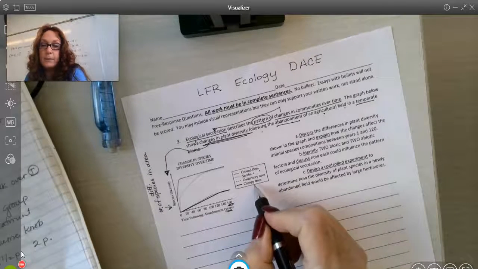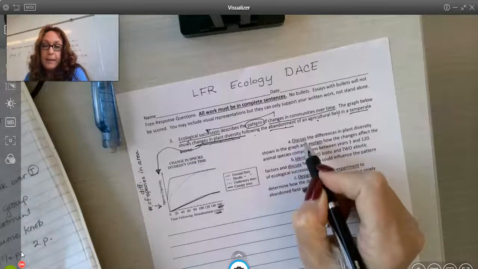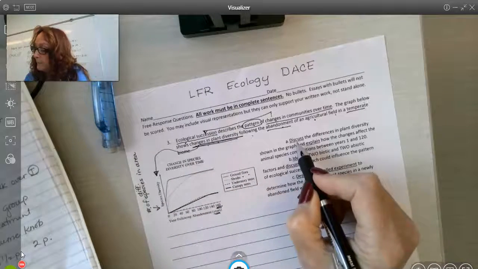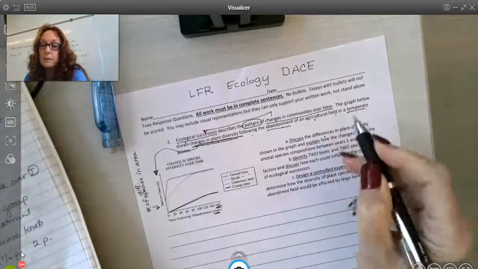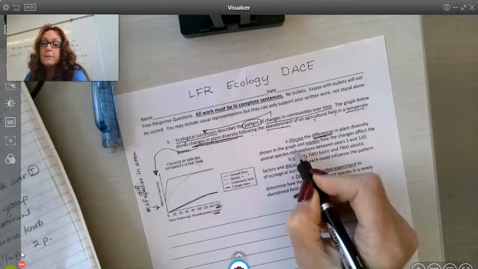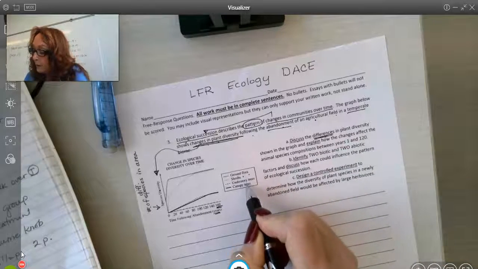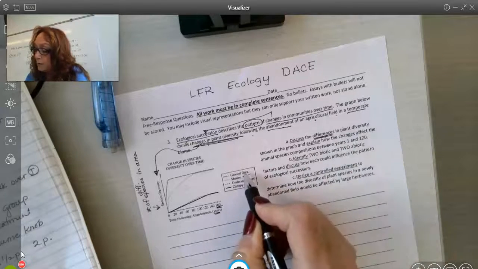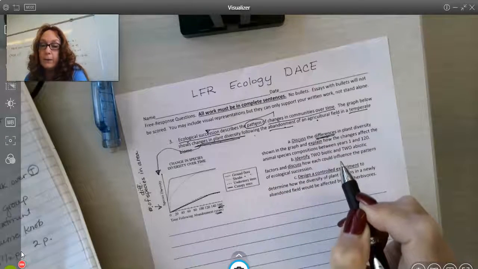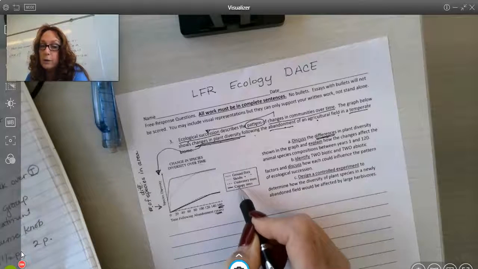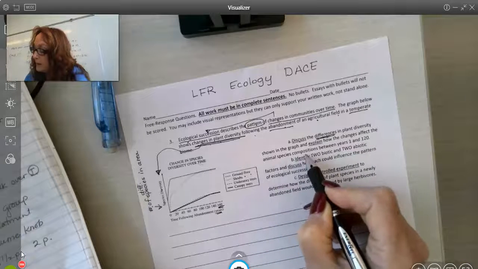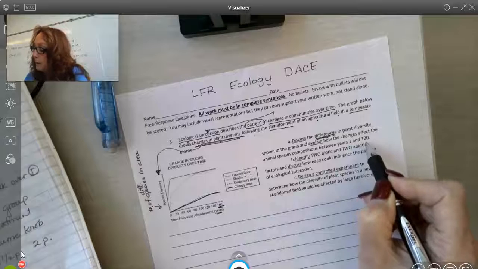And canopy trees. So part A, I'm expecting this to be, hey, do you understand the information in the graph? Let's see what they say. Discuss the differences, okay, that's important, in plant diversity shown in the graph. So right here, these are your different plant diversity types, and they want me to talk about the difference between them. So I'm going to compare them one to each other and explain how the changes affect the animal species composition between years 1 and 120.